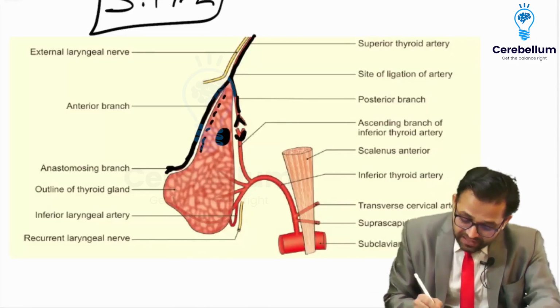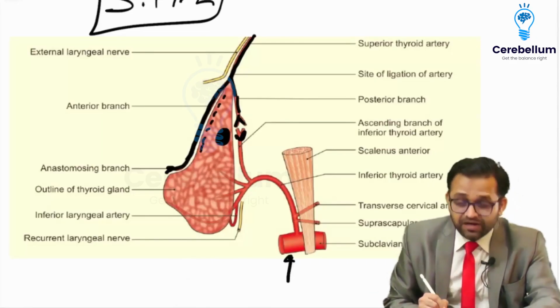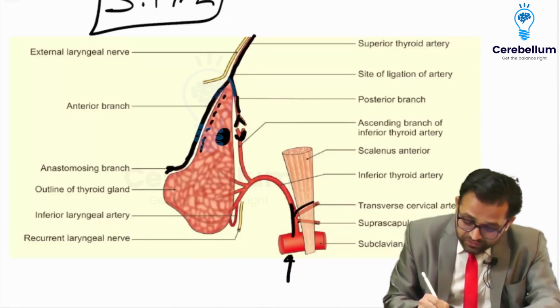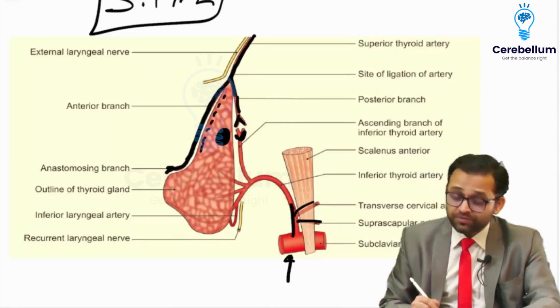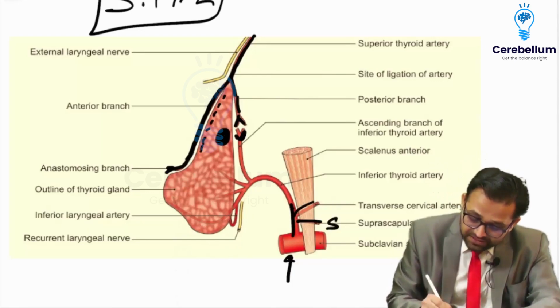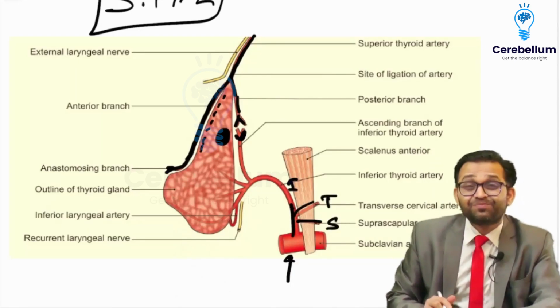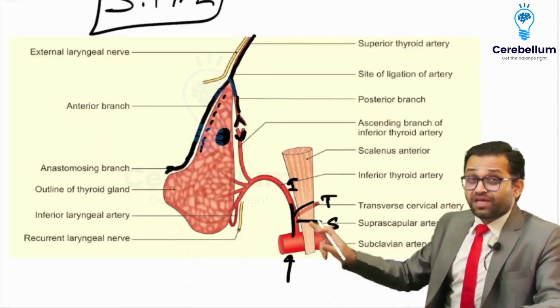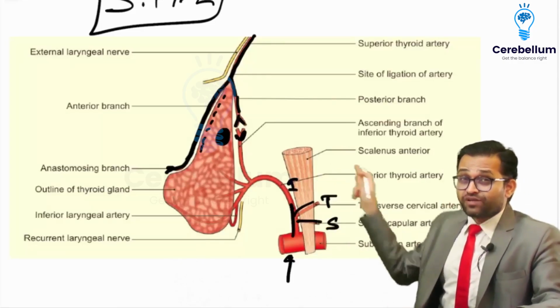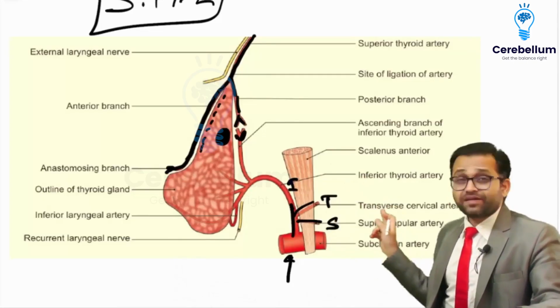Yes, the inferior thyroid artery, this is your subclavian artery. There is our thyrocervical trunk, F shaped. So what are the branches? Sir, I told you SIT, sit. Please go for our upper limb video. S for suprascapular, I for inferior thyroid, and T for transverse cervical artery.